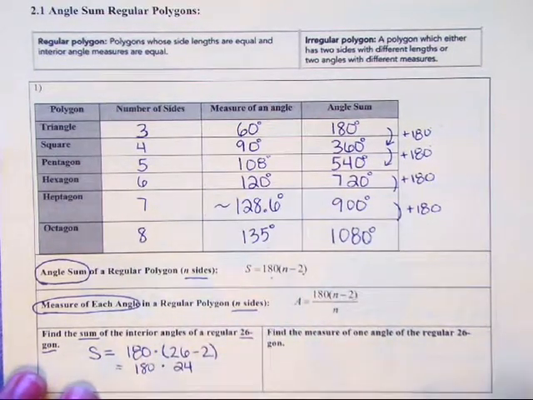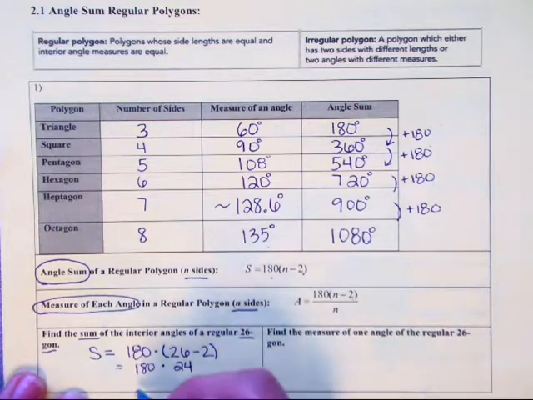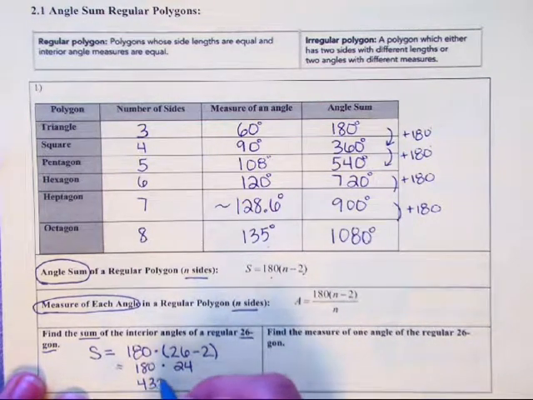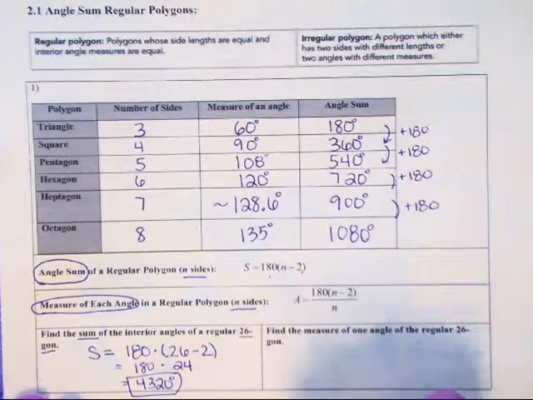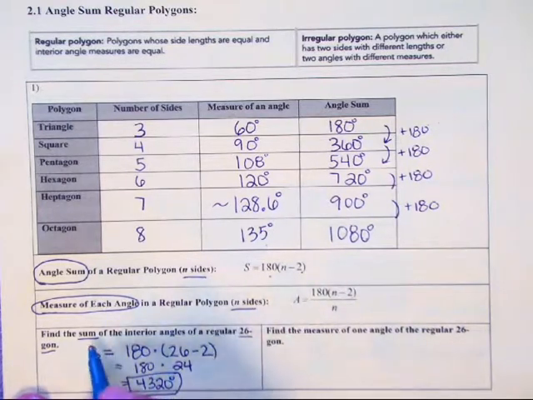And then 180 times 24, well, I've got to grab my calculator for that. It would have been 4,320 degrees. Woo, that's a lot of degrees, but that's because there are so many sides. That's how many degrees all those angles add up to make around that 26-gon. Okay, so that's the sum of the angles.